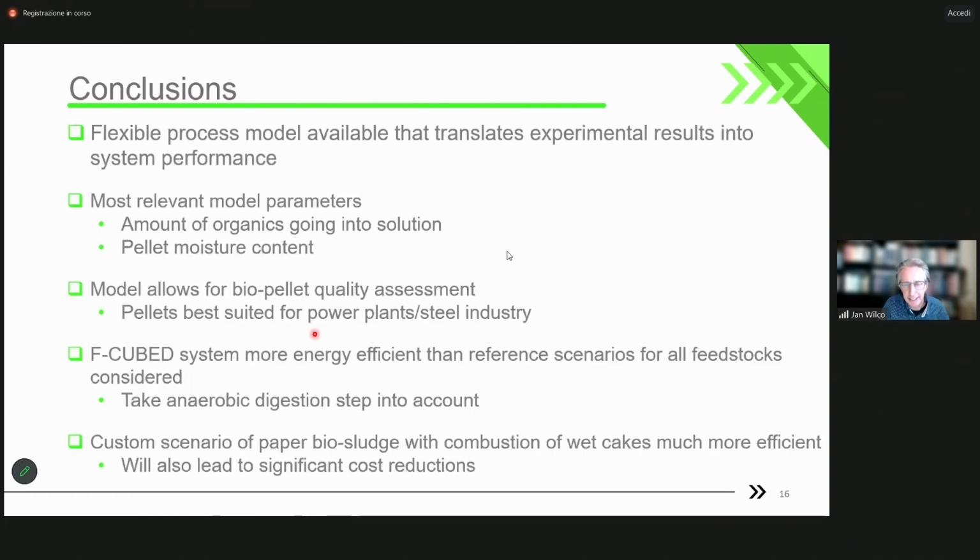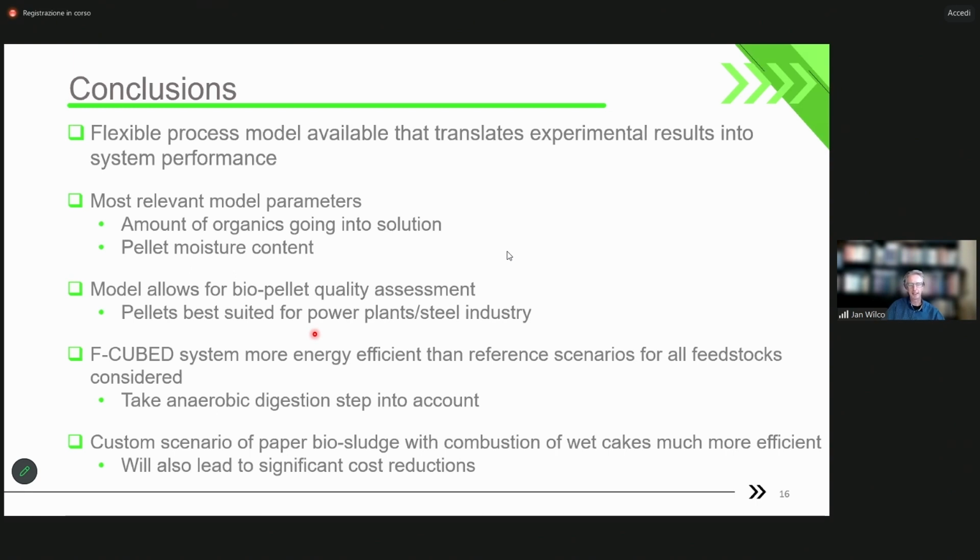So the conclusion is that we have a flexible process model that is able to translate directly our experimental results into a system performance. The model gives all the data of all the streams and also allows for calculating the process efficiency. What we did find is that the most relevant model parameters are the amount of organics going into solution in the Torwash step, and we see that there's a large effect of the pellet moisture content.